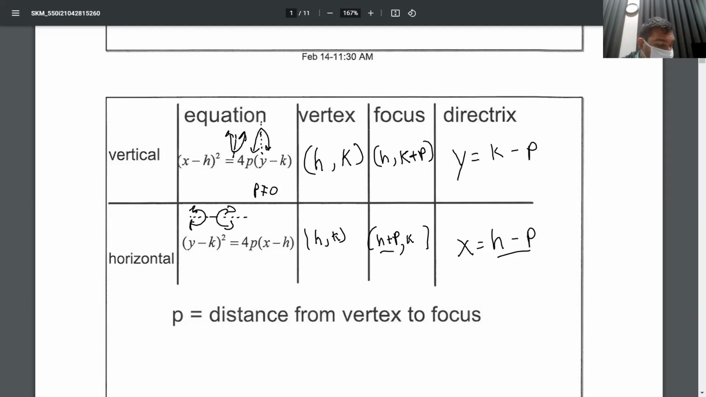H, K. Remember, H is the X shift, K is the Y shift. We used it before, we'll use it again.